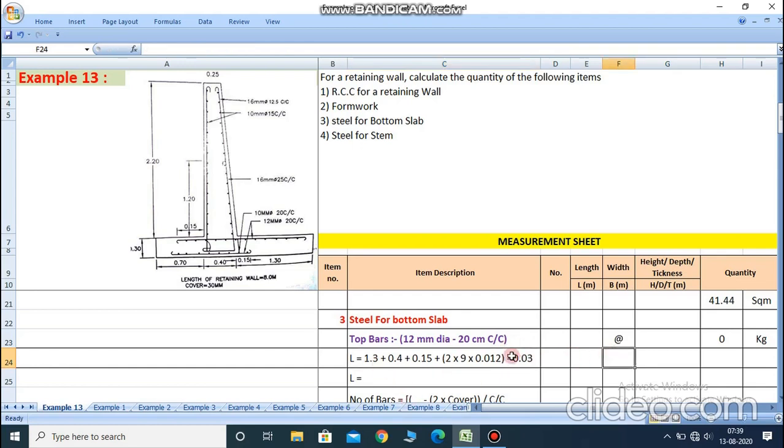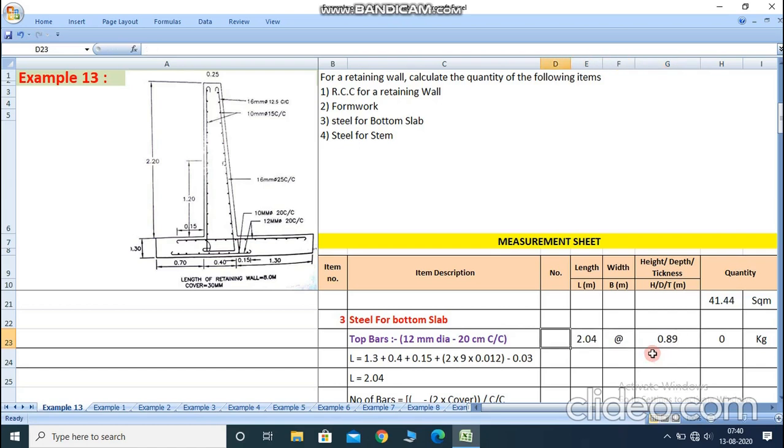Now with the summation and multiplication of all the values, we got the final answer of 2.04 meter. So the total length of one bar is 2.04 meter. Per meter length, the weight of the bar of 12 mm diameter is d squared divided by 162. So the weight of the 12 mm diameter bar is 0.89 kg per meter.